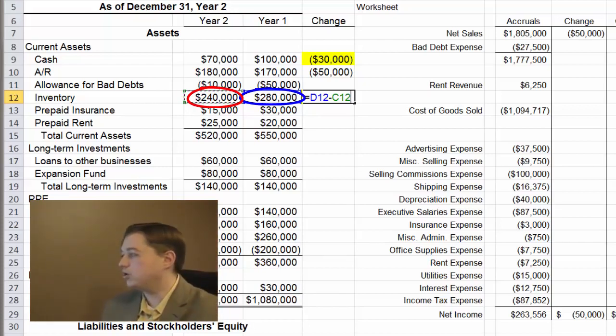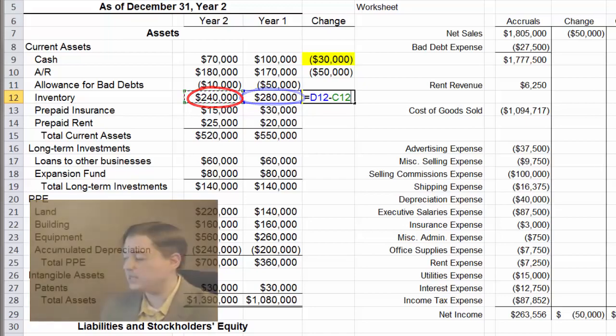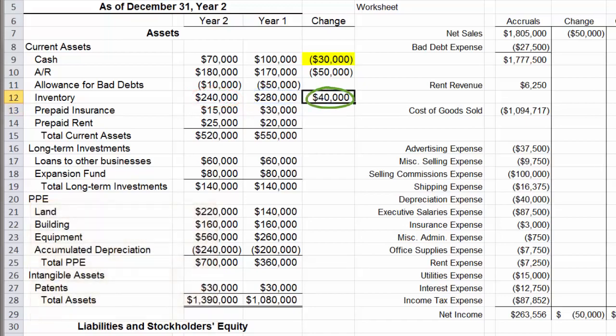That's one way to do it. The other way is just to set up the equation like this, old minus new in the asset section, and there's my positive 40,000, which is what we thought it would be. So now inventory matches up again as a current asset with something in the worksheet. What does it match up with? Cost of goods sold.